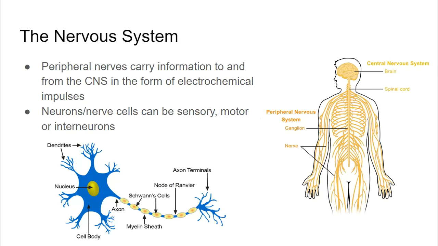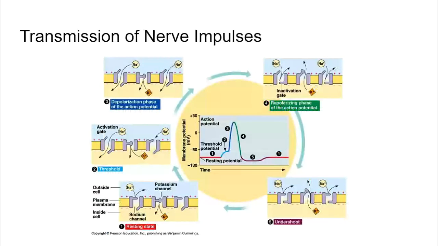In the nervous system, the peripheral nerves are responsible for carrying information to and from the central nervous system, and this travels in the form of electrochemical impulses. The neurons that are passing on this information may be sensory, motor, or interneurons.